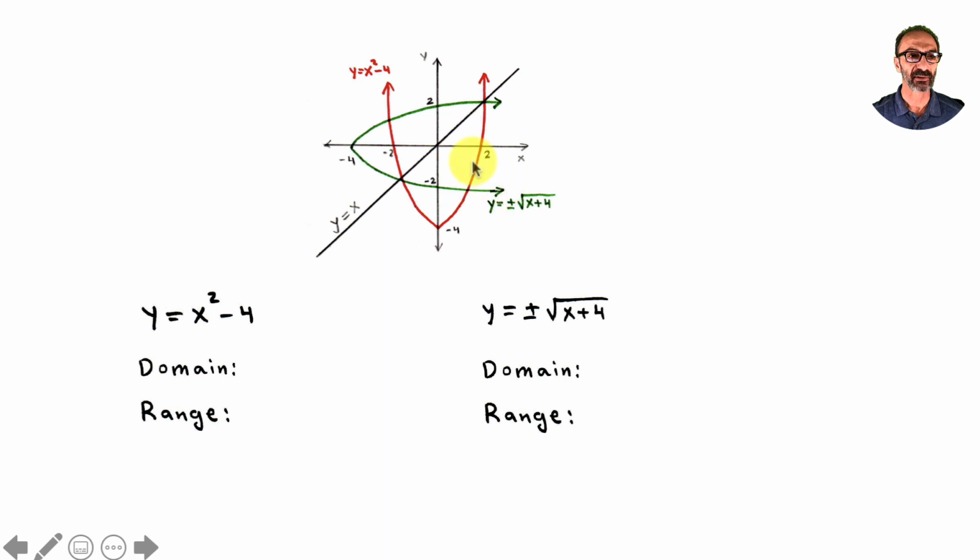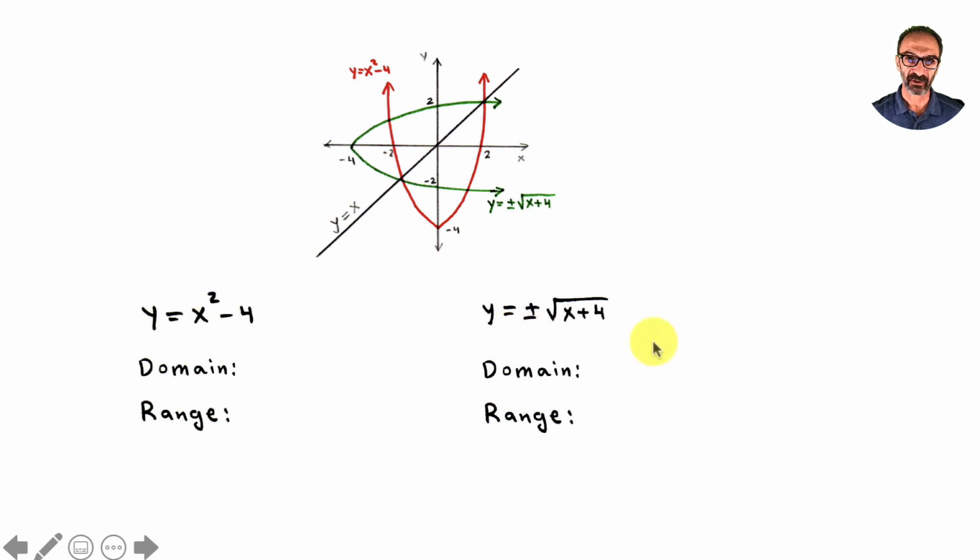And let's see, this point right here is reflected right here, and so on. If you fold the paper along y equals x, you could see the whole thing kind of like overlaps and matches.